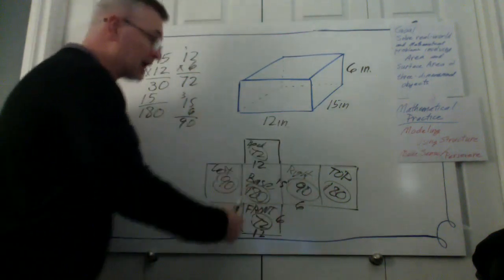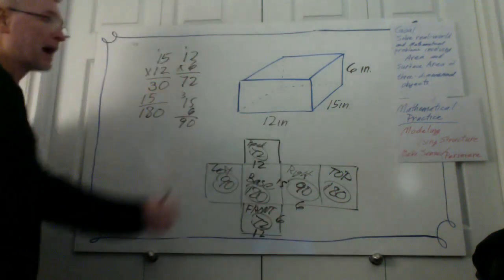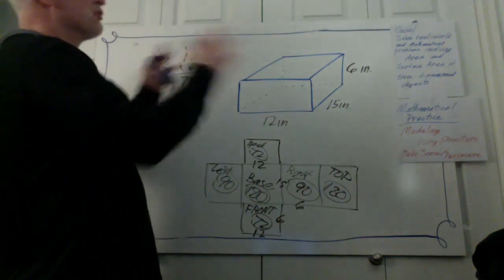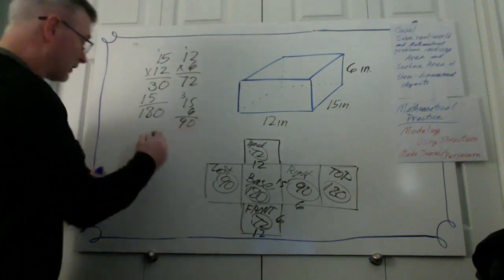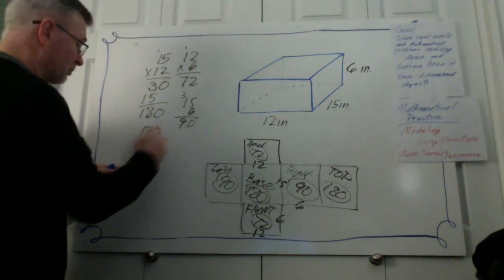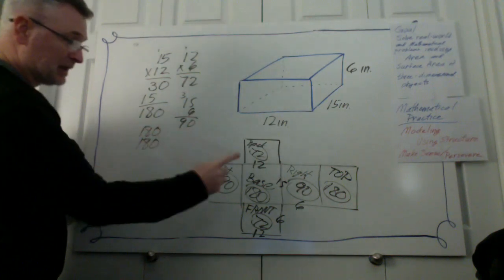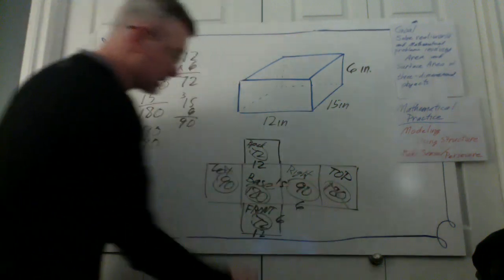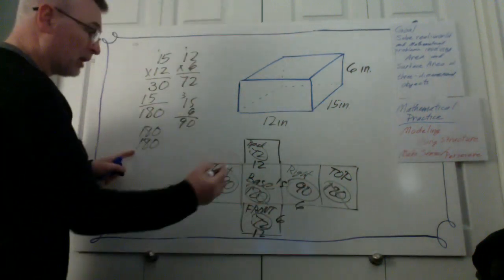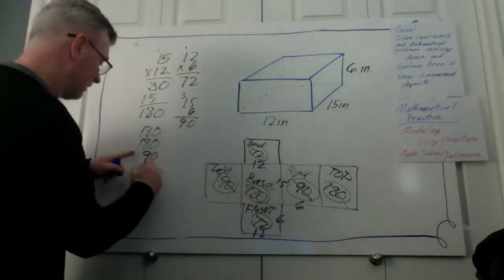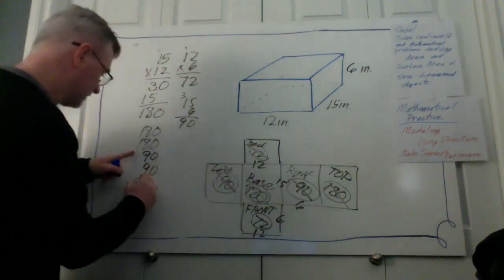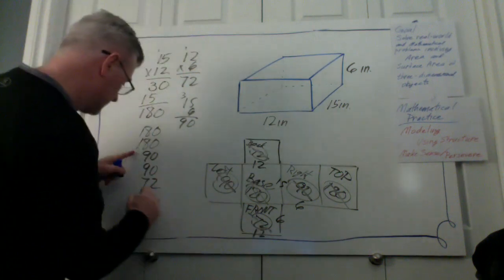I'm not looking for the base. I'm not looking for the right. I'm not looking for the back. I'm looking for the complete surface area of this entire problem. So I've got 180 plus 180, and then I'm going to cross it off because I've counted them already, 180 and 180, and here's a 90. And here's another 90, and then here's a 72, and there's another 72.